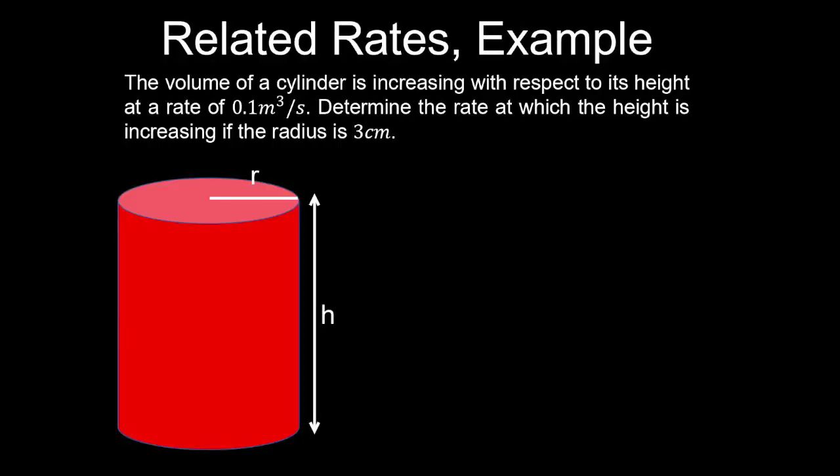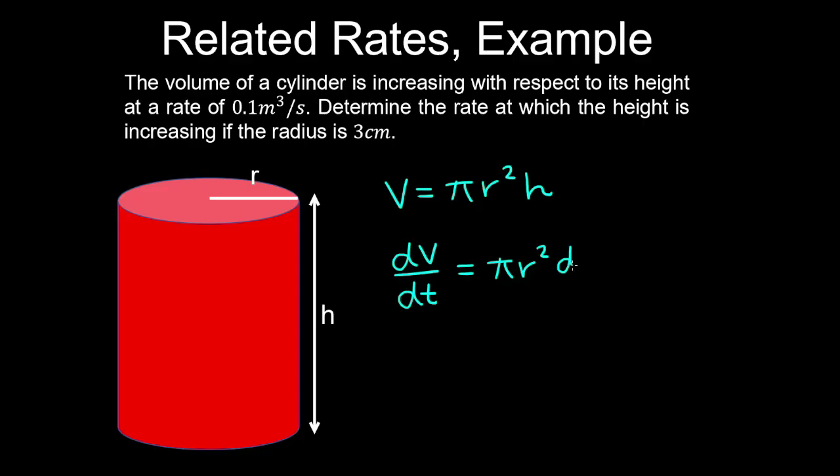The volume of a cylinder is increasing with respect to its height at a rate of 0.1 meters cubed per second. So the volume of a cylinder is pi times the radius squared multiplied by the height. And we're asked to determine the rate at which the height is increasing. So therefore the rate of change of volume with respect to time is equal to pi times the radius squared, which is constant, multiplied by the rate of change of the height of the cylinder with respect to time.